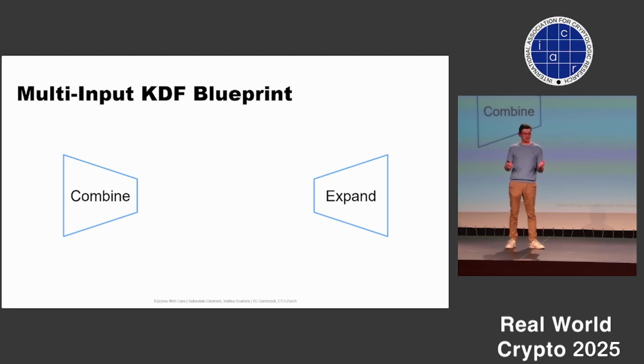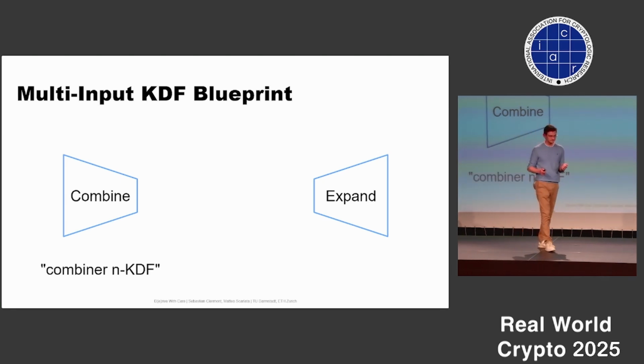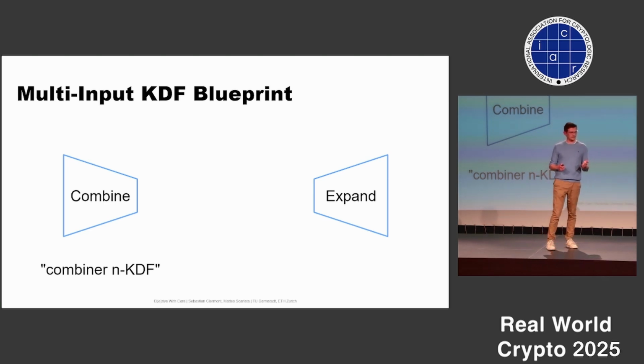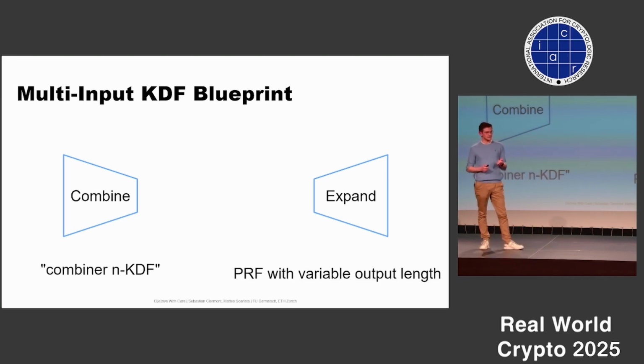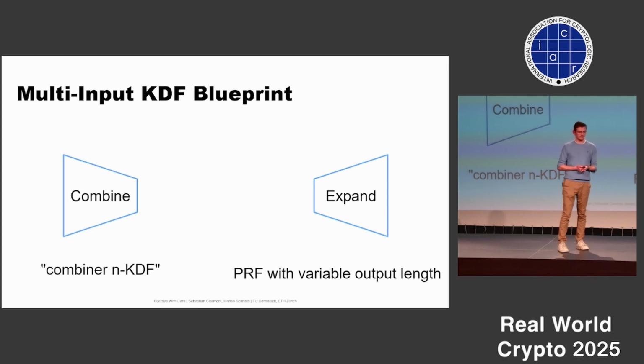And this modularity actually allows you to have a look at both pieces individually. And for the combine step, you actually need a simpler primitive, which we term a combiner in KDF, where you do not need to worry about either labels or the output length. And for the expand step, you can just use a PRF with variable output lengths. This primitive is readily available. You can, for example, use HKDF expand or SHAKE for this.